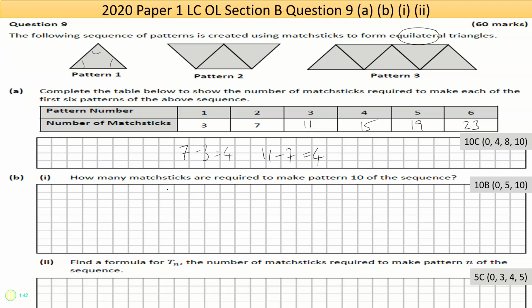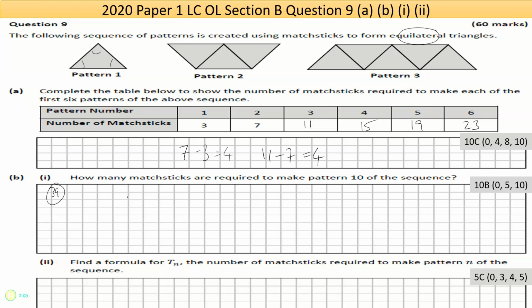Now, part B, part 1 says, how many matchsticks are required to make pattern 10 of the sequence? This is where you could just add up. If this is pattern 6, you could just go up like 27, 31, 35, 39. So I think my answer here is going to be 39.